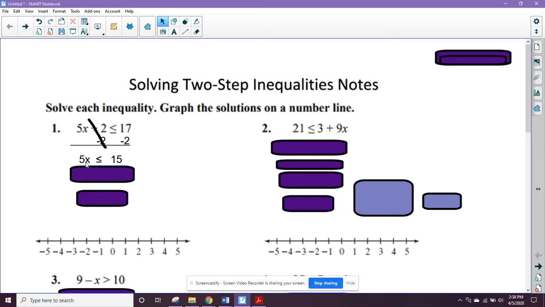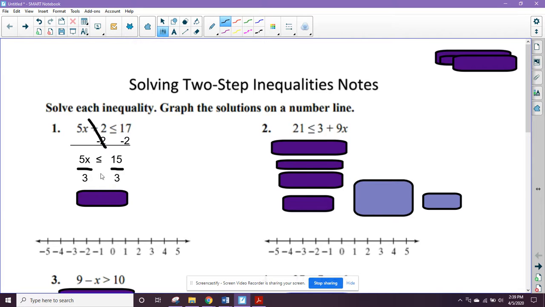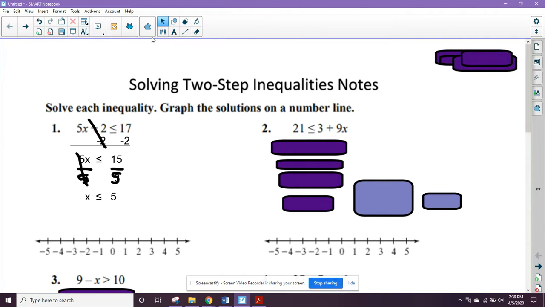How do we get x by itself? We have 5 times x. The opposite is dividing both sides by 5. This should say 5. If we divide both sides by 5, it cancels out here. And 15 divided by 5 is 3, which I goofed here. So this should be x is less than or equal to 3.